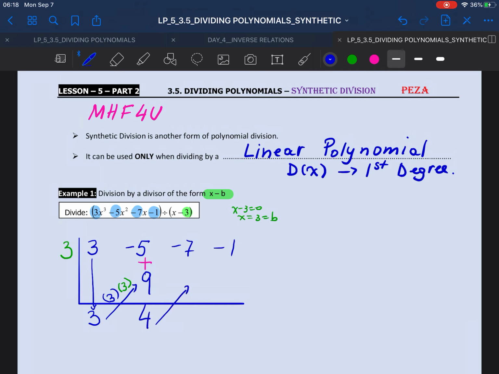Guess what? This time now we multiply the number 4 by the value of b, which is 3. And 4 times 3 equals 12. So we write 12 right below the next coefficient, -7. And guess what again? You add. -7 plus 12, 5. Next thing we do is multiply 5 by the value of b, which is 3. And 5 times 3 is 15. And -1 plus 15 is positive 14.